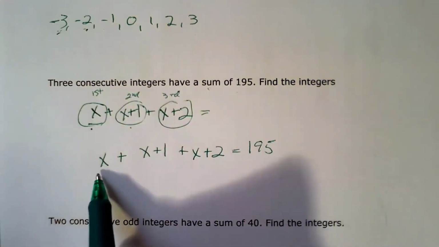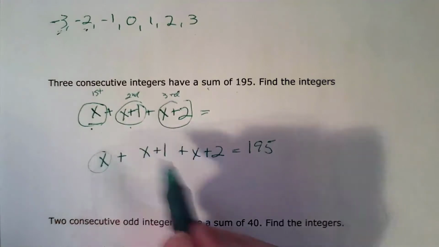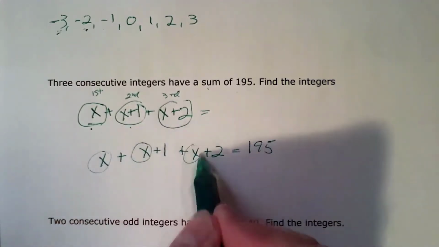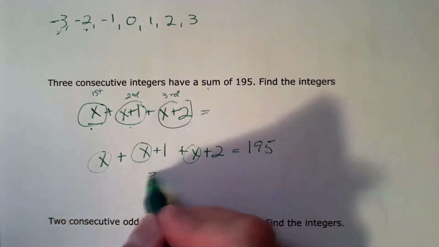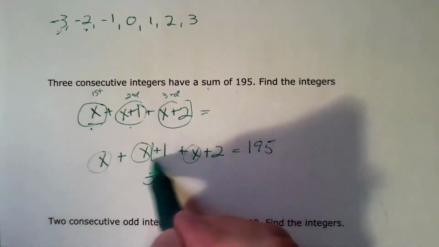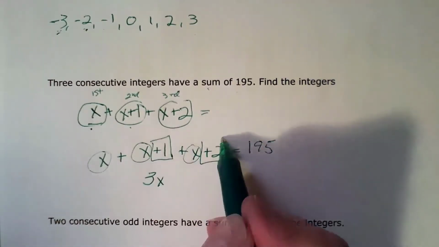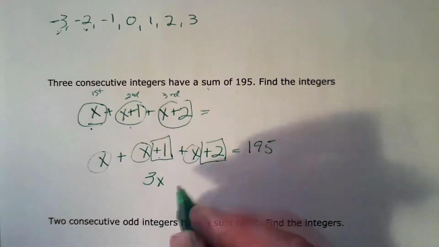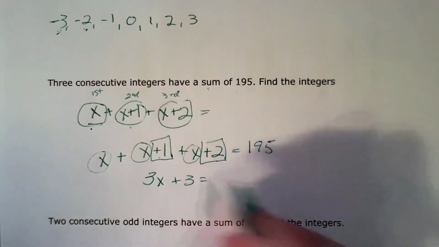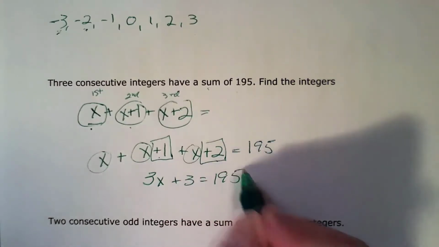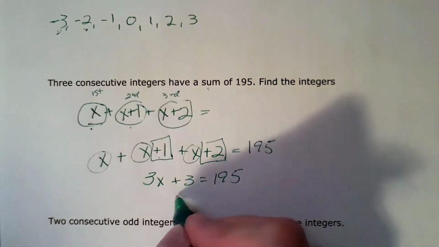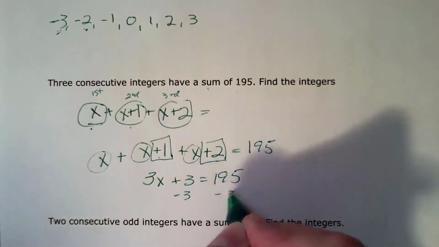Then I just do the math. I combine like terms. So I've got an x and another x and another x, so 1, 2, 3 x's. And I have a 1 and a 2. If I combine those like terms, I have 3. So 3x plus 3 equals 195. Then I just subtract 3 from both sides.